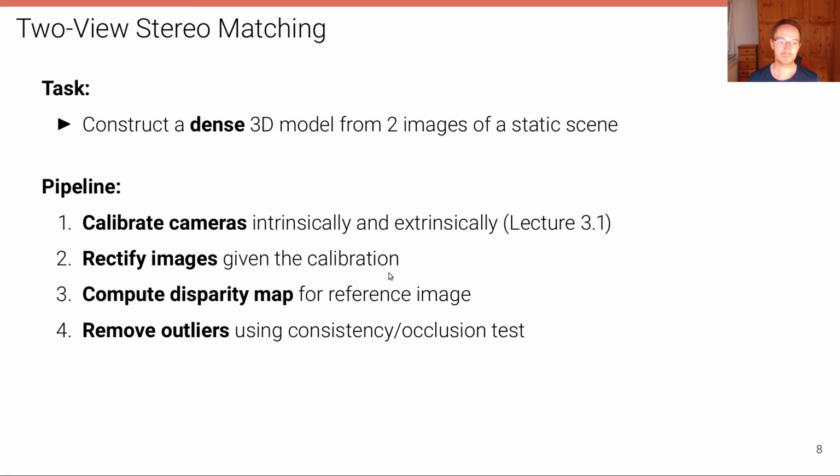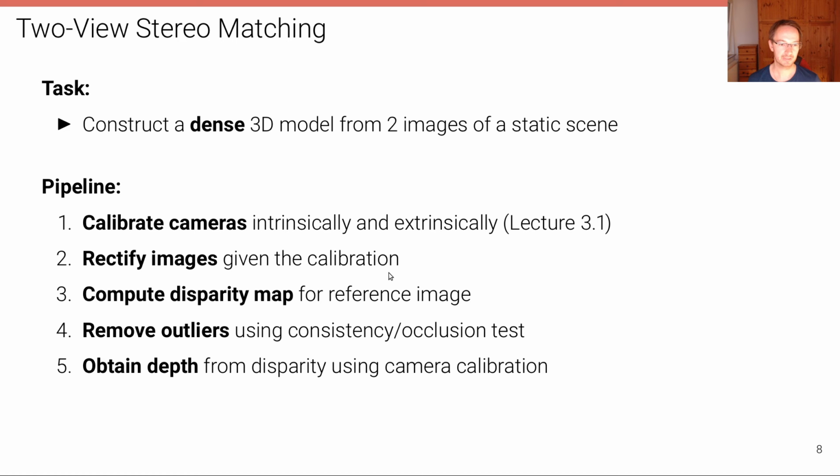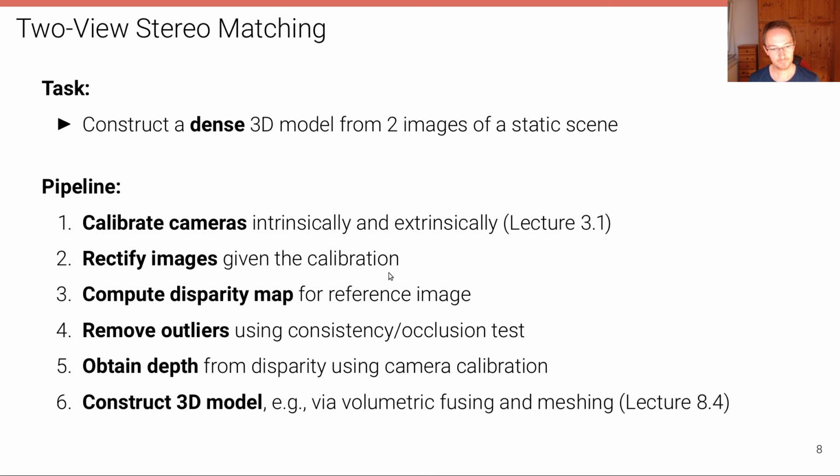Then typically there's a step that removes outliers using some consistency or occlusion test. And then we can obtain the depth from the disparity using the parameters of the camera. And finally, we construct a 3D model, for instance, via a simple concatenation of the 3D points. That would be the simplest method, and meshing them, or via more advanced methods such as volumetric fusion and meshing, as we'll discuss them in lecture 8.